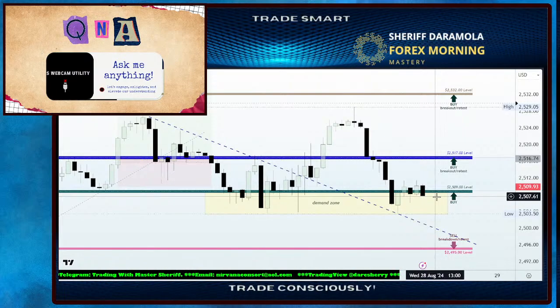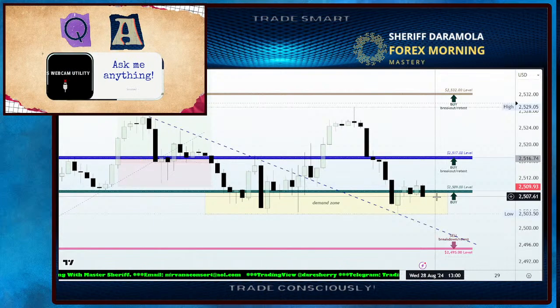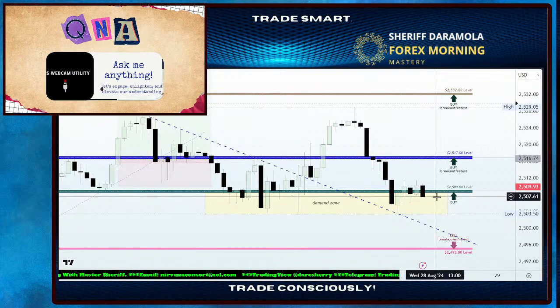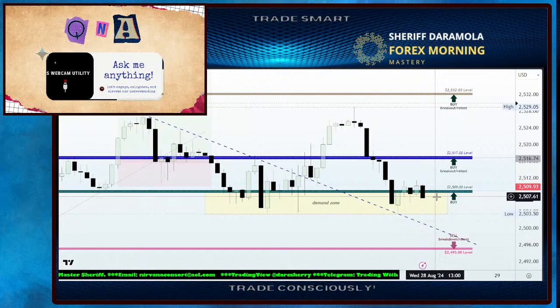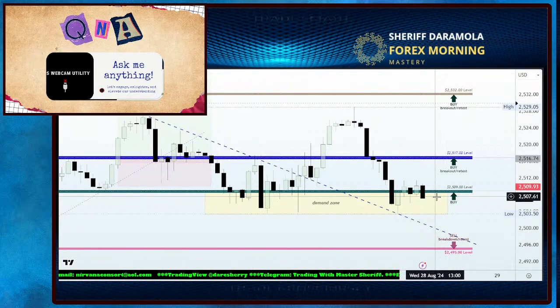Now, if price breaks down the demand zone, takes out the demand, then we can start considering selling and looking out for structures that will support selling ideas on that one. So I do hope I made myself clear, Sahid.